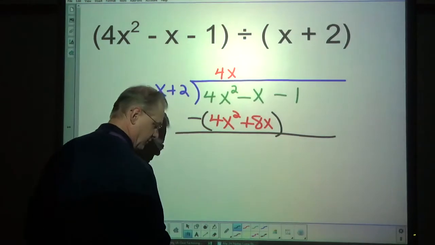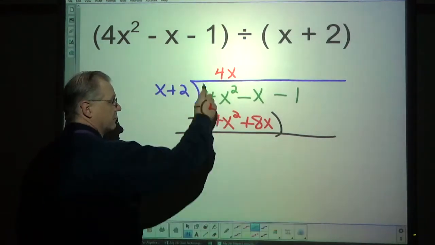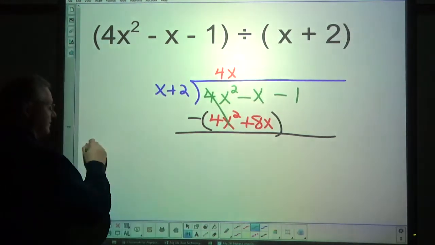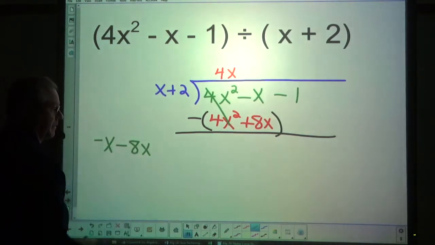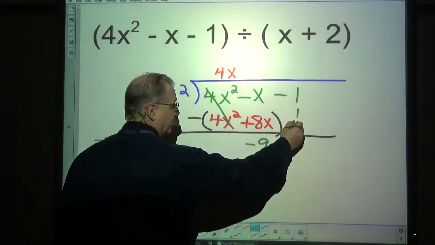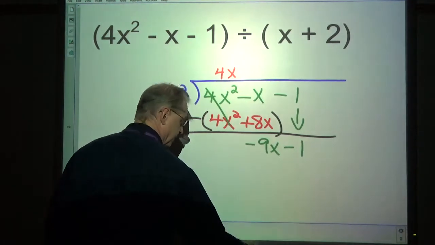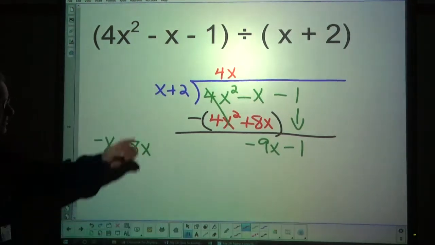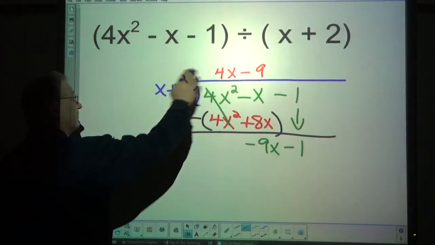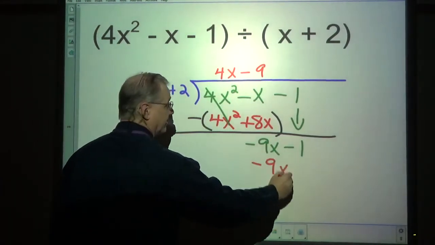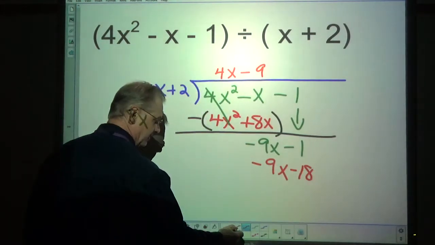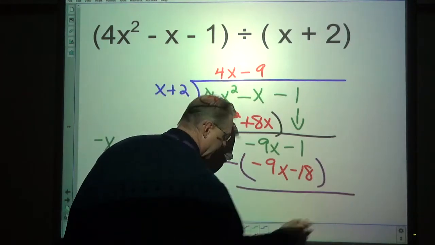And when I do so, 4x squared minus 4x squared cancels out. Negative x minus 8x. That's going to give me negative 9x. And then I bring the minus 1 straight down. Now I'm going to repeat the process. What times x gives me negative 9x? Negative 9. Negative 9 times x, negative 9x. Negative 9 times 2, negative 18. Again, I'm going to subtract.